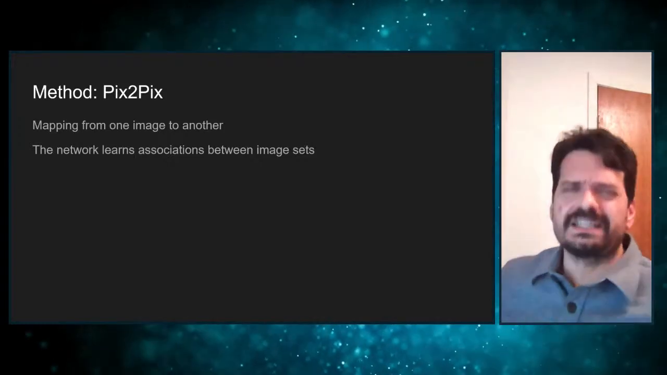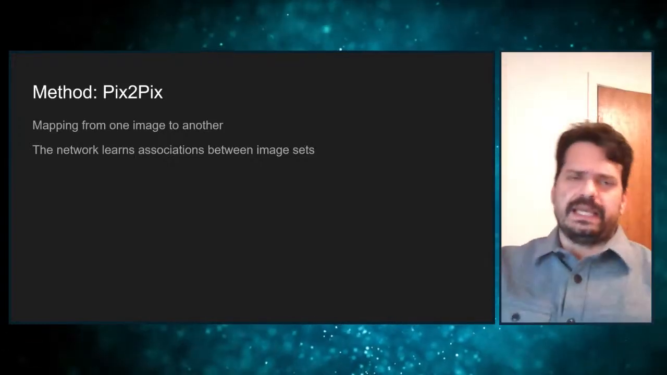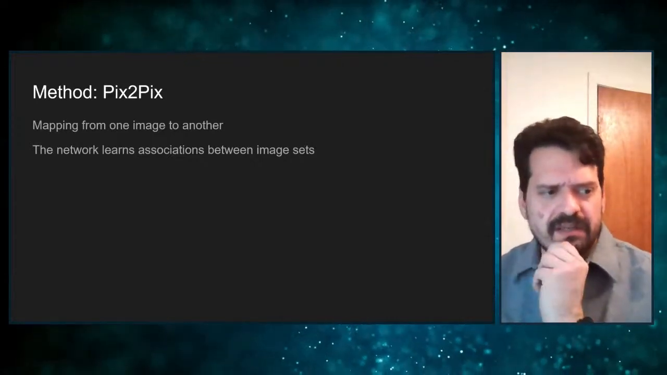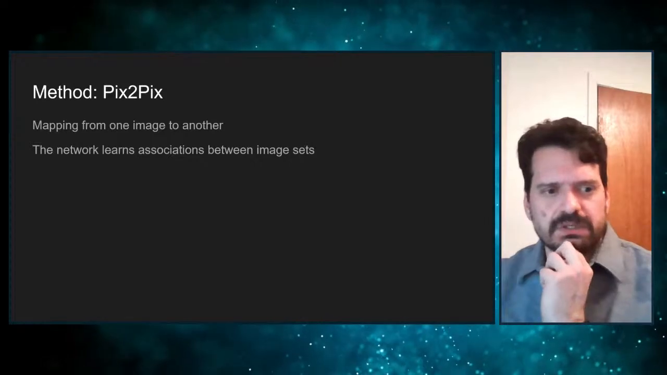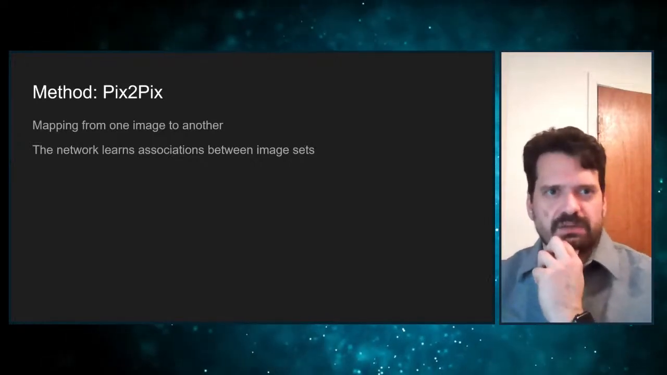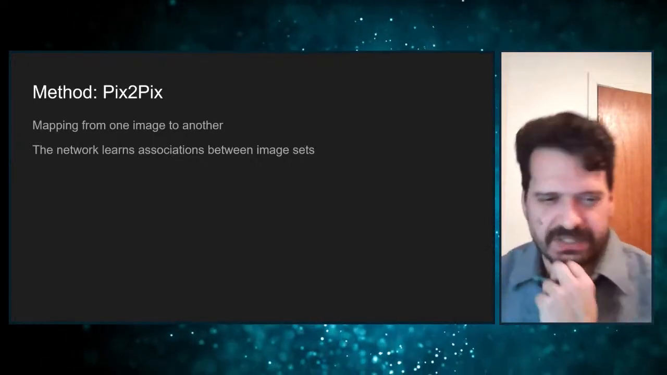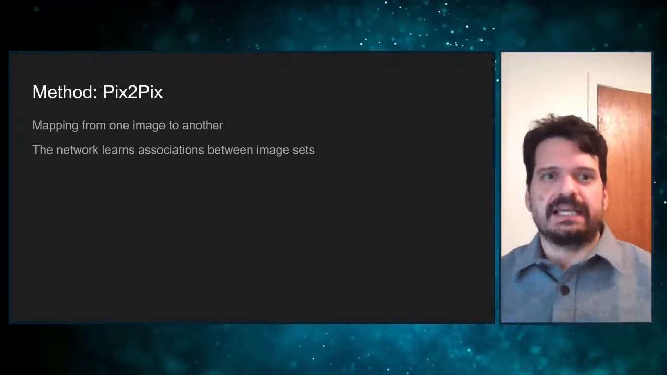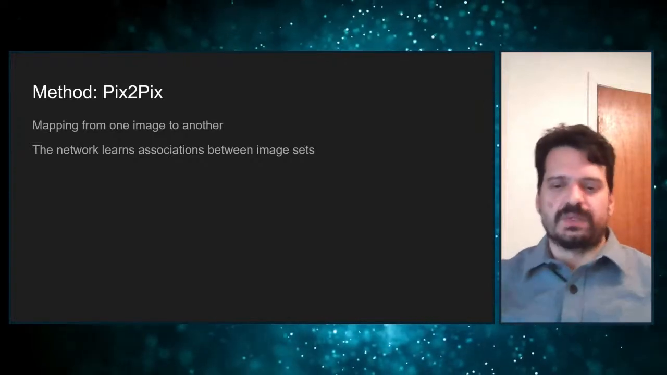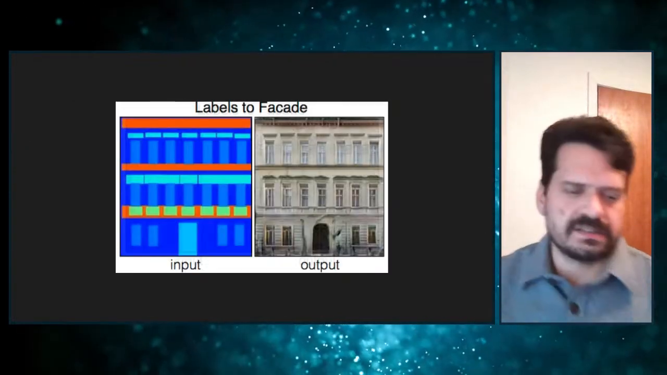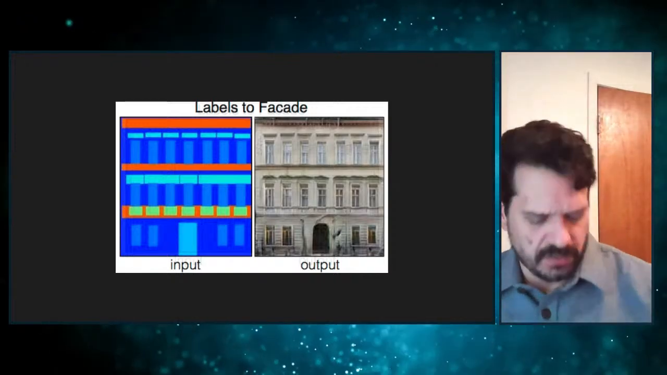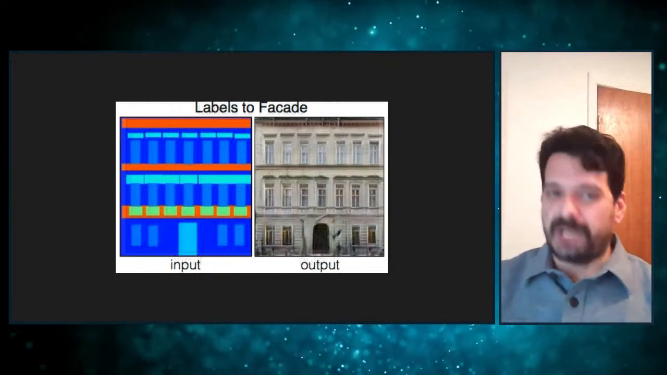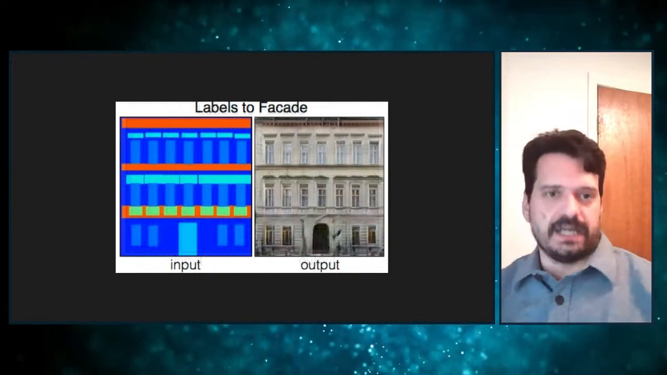So let's look at another method for employing AI to make images. There's a type of neural network machine learning process called pix-to-pix that is really intriguing for synthesizing new images. Essentially it's learning associations between pairs of images. This is a figure from the original paper that was published on it. On the left-hand side, we see one side of the pair. On the right-hand side, we see the other.